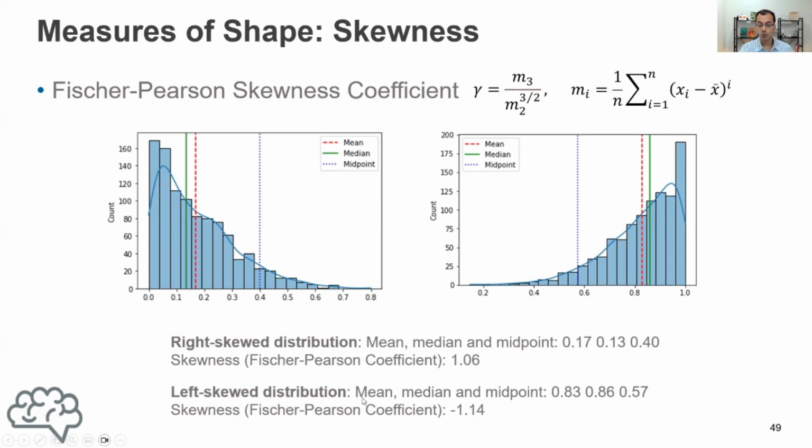The left skewed distribution has this mean, median, and midpoint. As we can see here, the mean is approximately 0.8 something. It's 0.83. The median is 0.86. And the midpoint is 0.57. The skewness is negative. The fact that the skewness is negative means that we have a left tail on our distribution. And the fact that we have a positive skewness means that we have a right tail in my distribution.